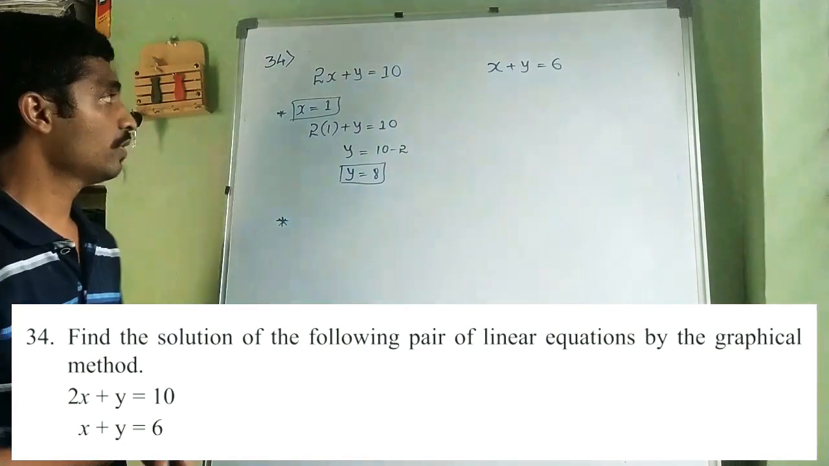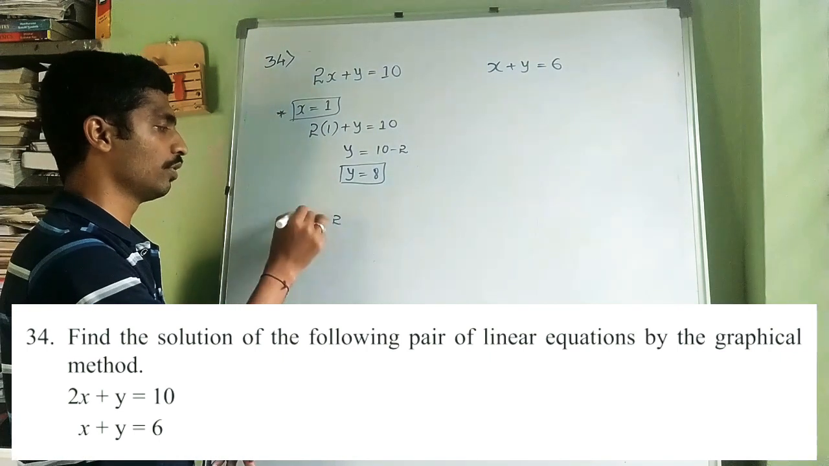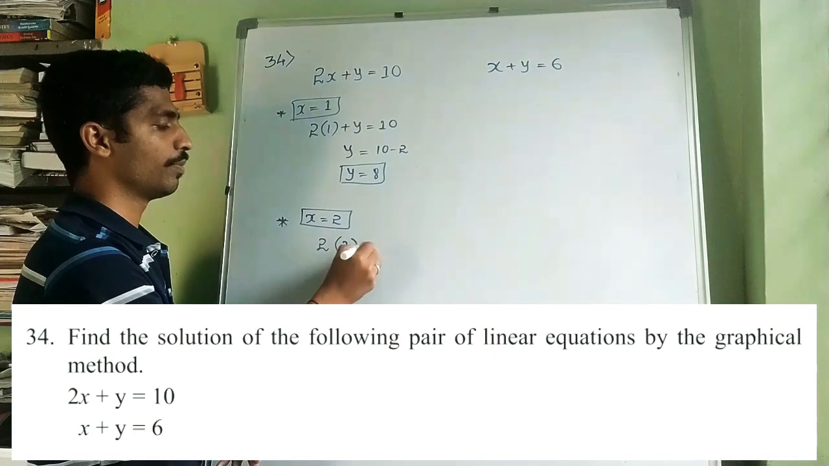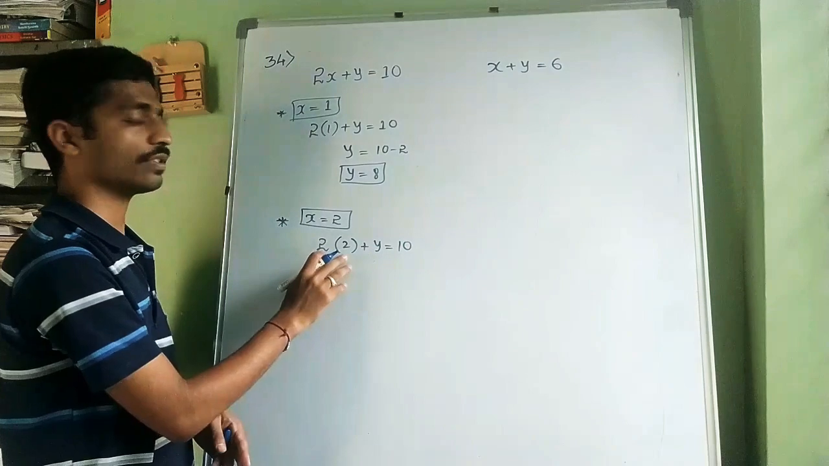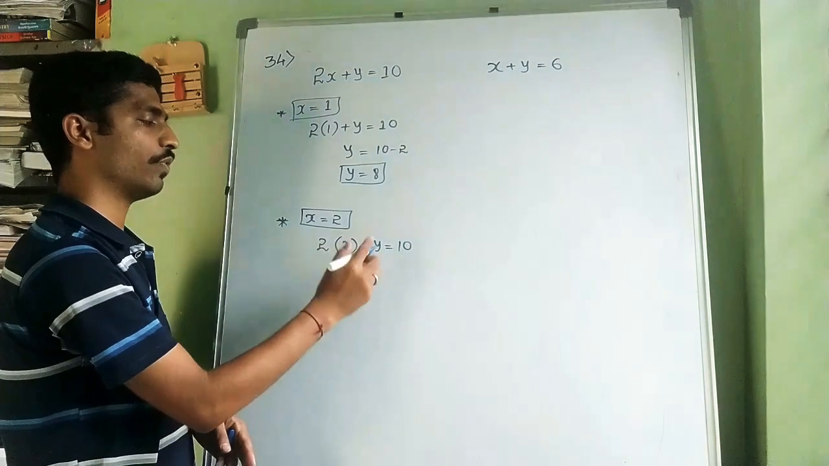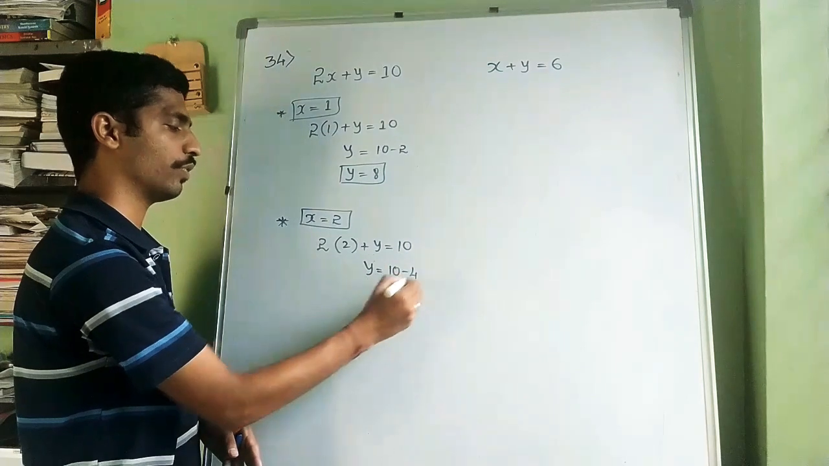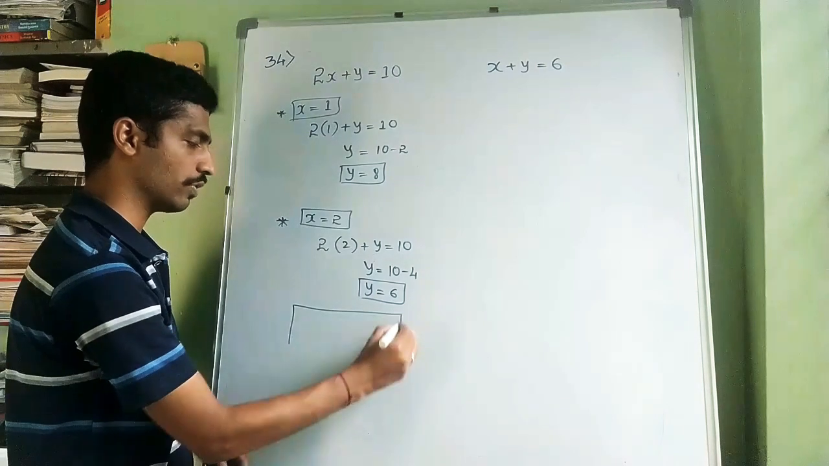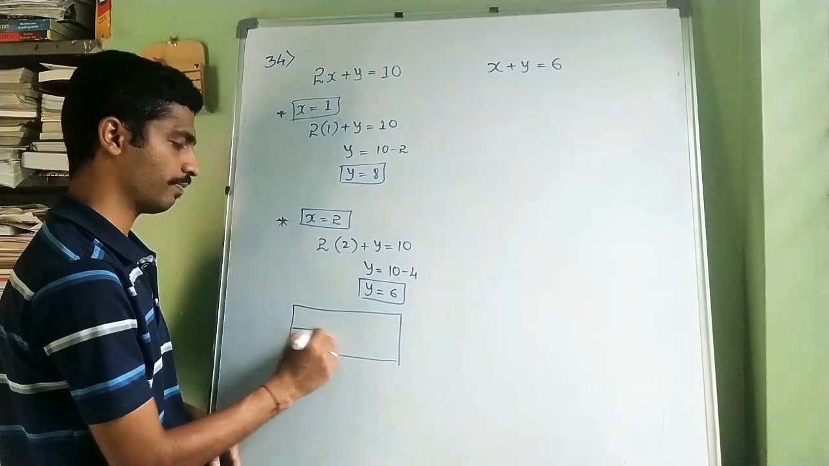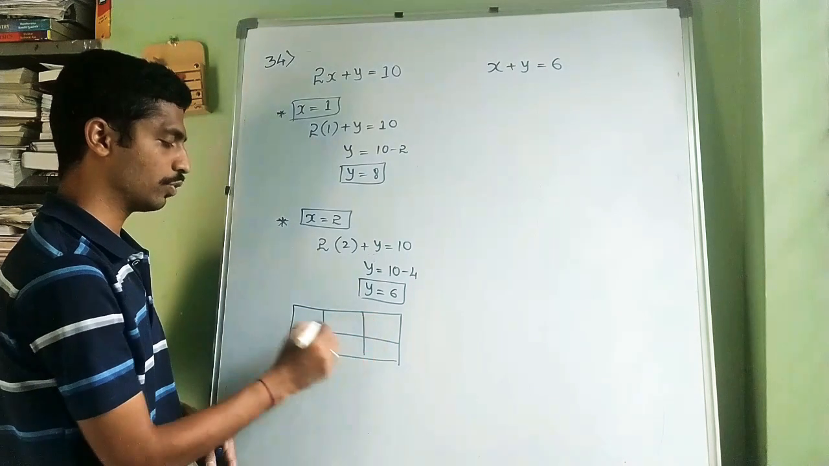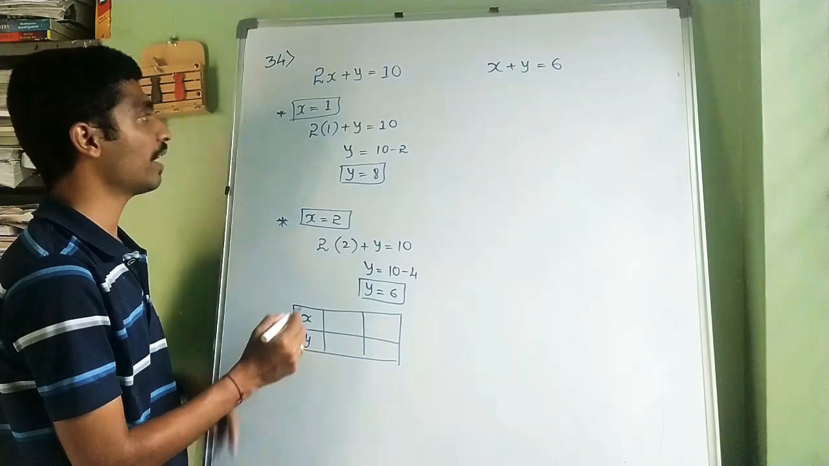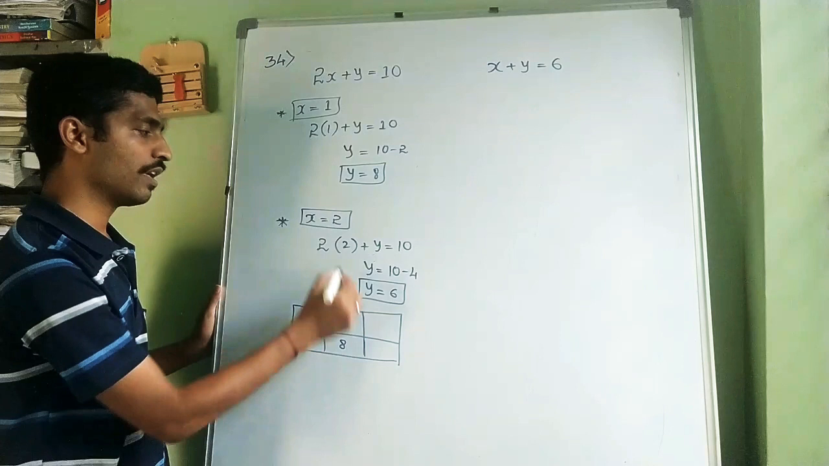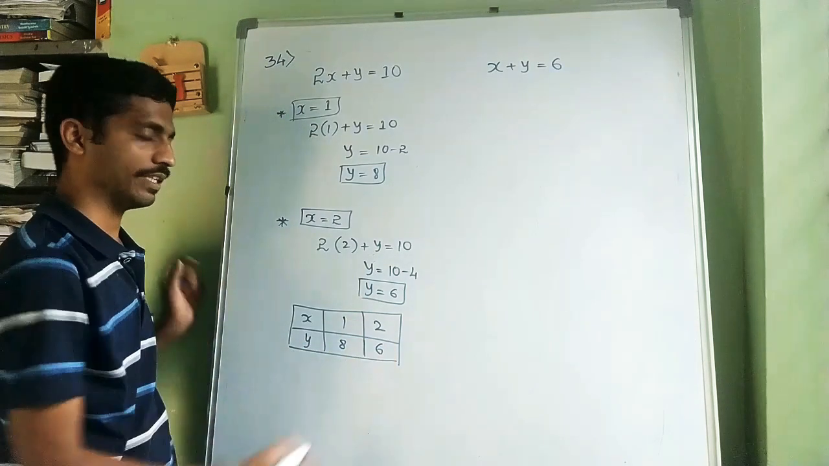Similarly, take another one solution. So I will take x equal to 2. Then the equation becomes 2 into 2 plus y equal to 10. In place of x, write the 2. 2 into 2. So 2 2s are 4. So y equal to 10 minus 4. So y equal to 6. Okay, so here draw one solution table. So at least 2 solutions you have to write. So x and y. So x equal to 1 and y becomes 8. And x is 2, y becomes 6.